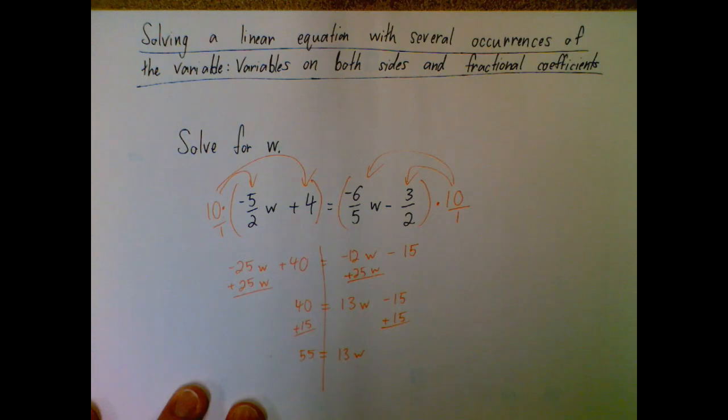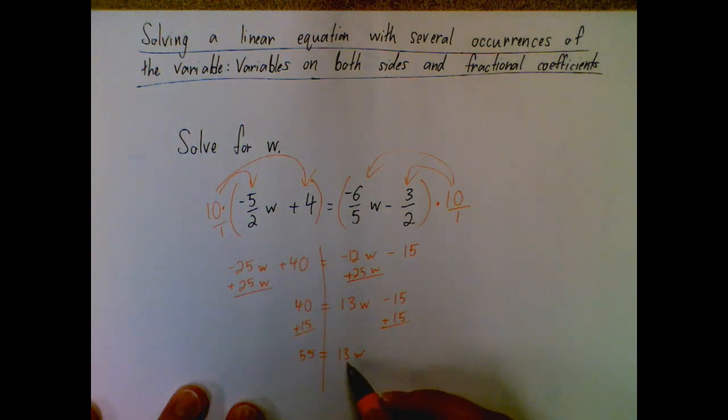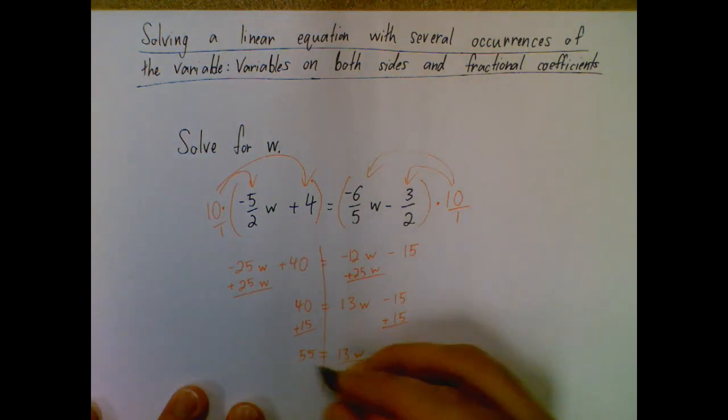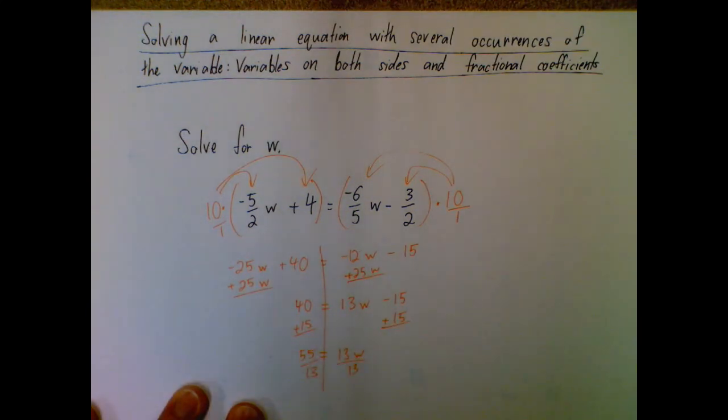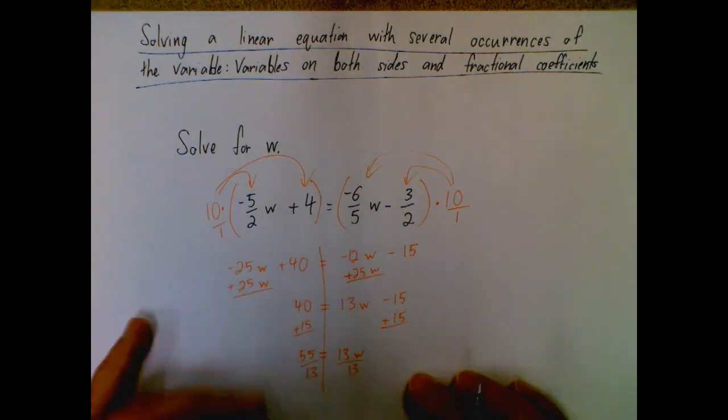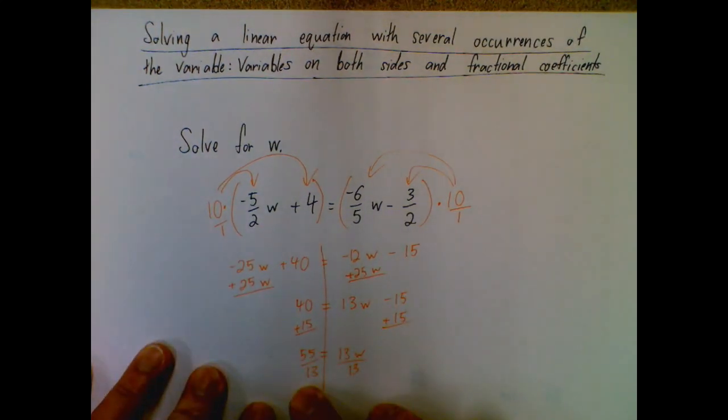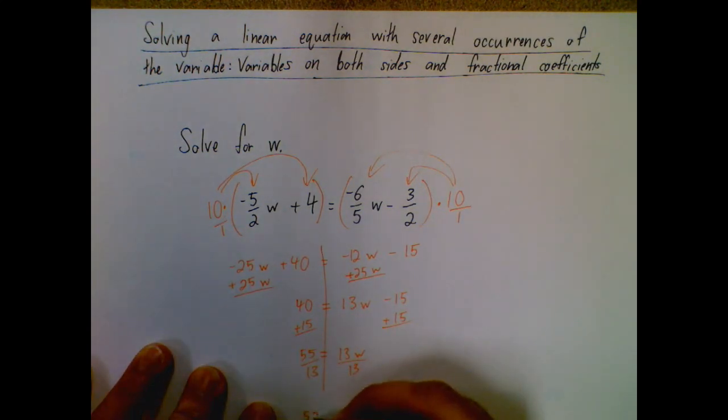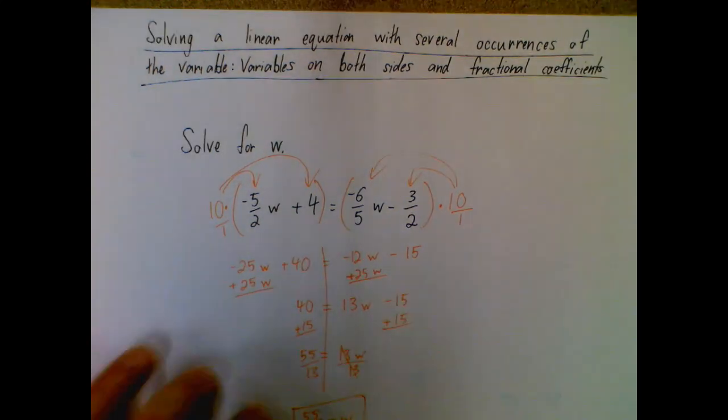And then last but not least, I'm going to divide both of the sides by 13 so I can cancel out that multiplication. So 55 divided by 13 doesn't come out super nicely because 13 is a prime number and 55 is not divisible by 13. So I'm just going to go ahead and leave it as 55 over 13. All done.